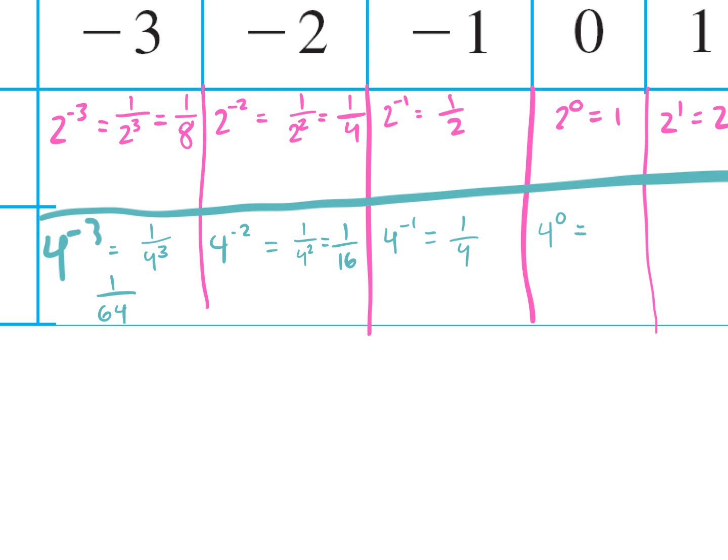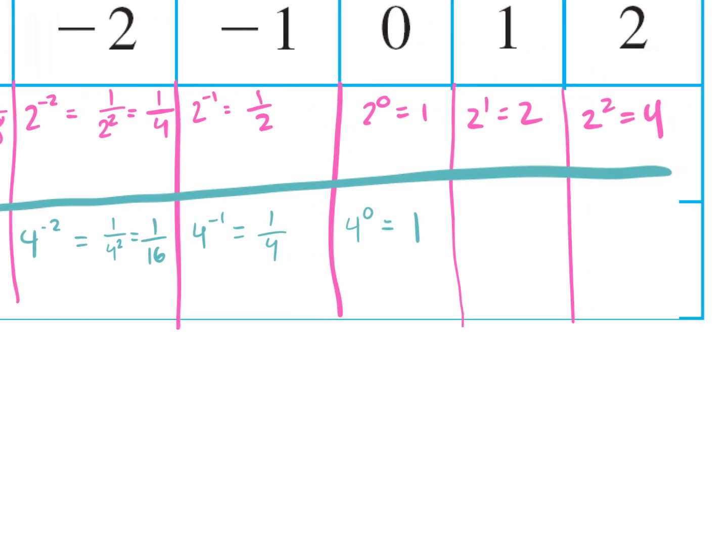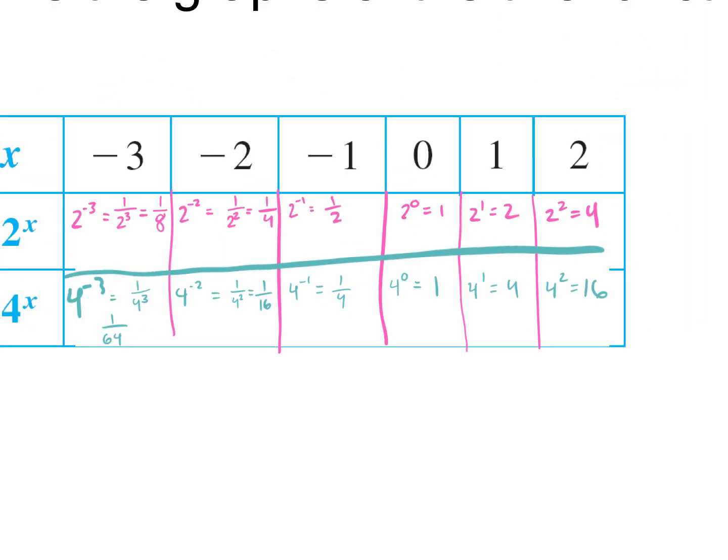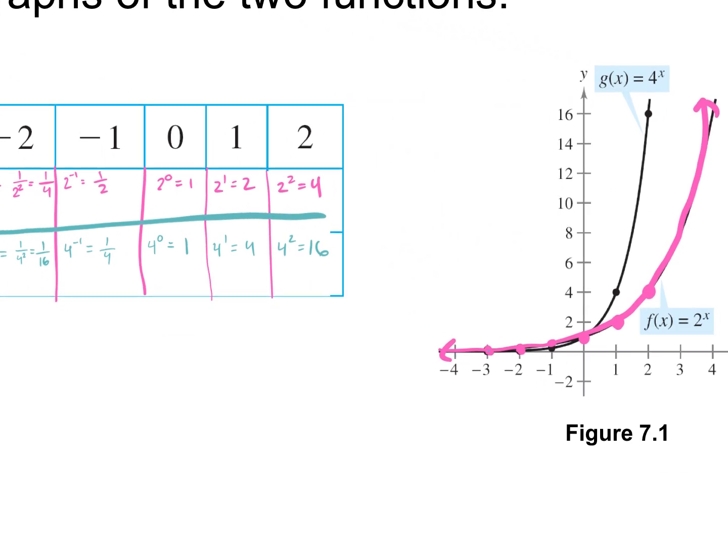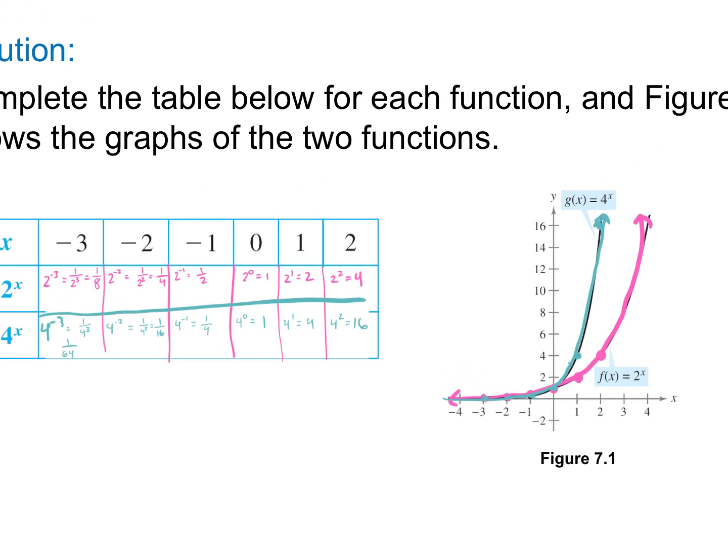What's 4 to the power of 0? 1. 4 to the power of 1 is 4, and 4 to the power of 2 is 16. So our points would go here. So they have the same shape. They're both exponentially growing. They're both increasing. But when our base is larger, our base being the 4, since 4 is larger than 2, it is increasing quicker. It's steeper than when our base is smaller.